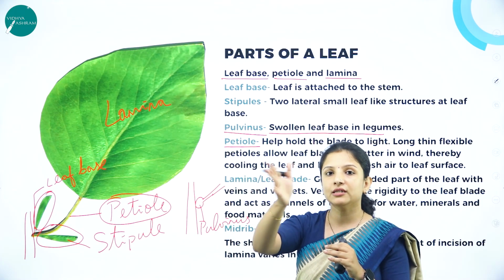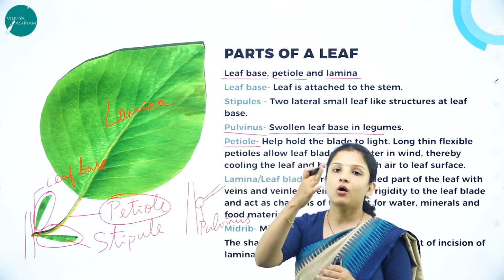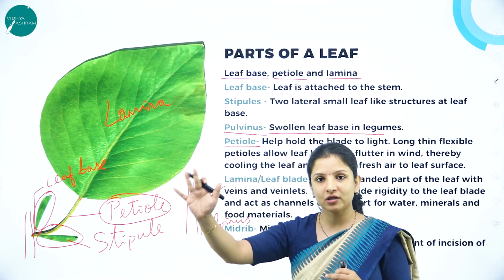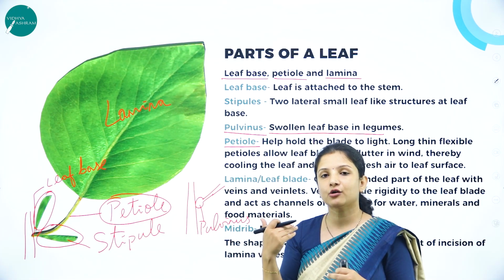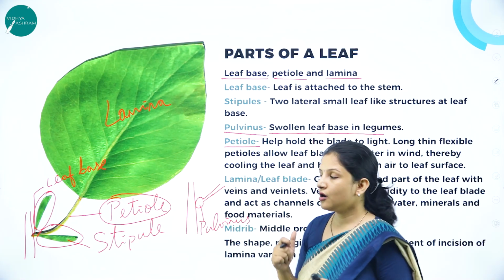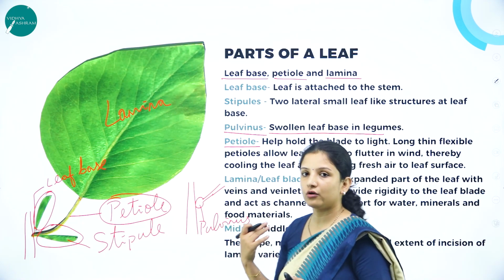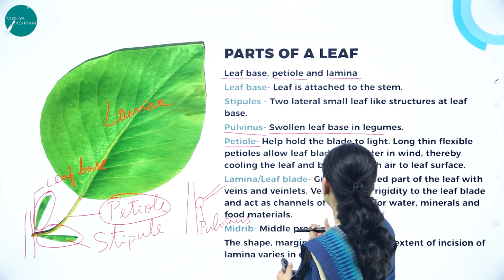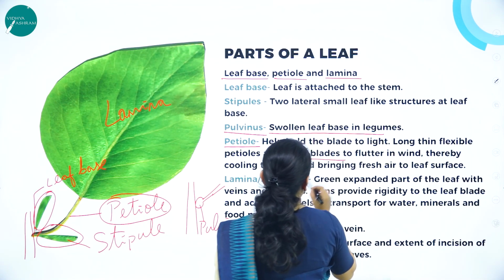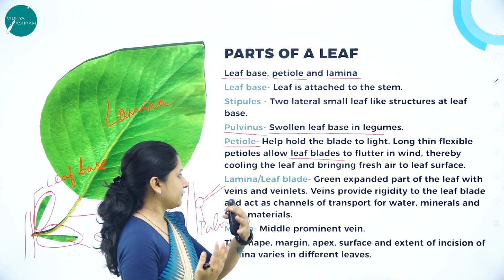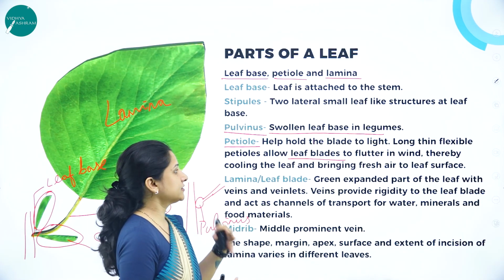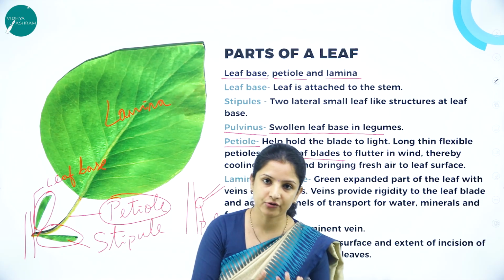It will allow the leaf to sway or move in the air like this, therefore taking in fresh air into the leaf so that the leaves will get the necessary carbon dioxide and can release the oxygen. So the petiole also helps in taking in fresh air. It allows the lamina to flutter in the wind, therefore cooling the leaf surface and also bringing fresh air to the leaf surface.